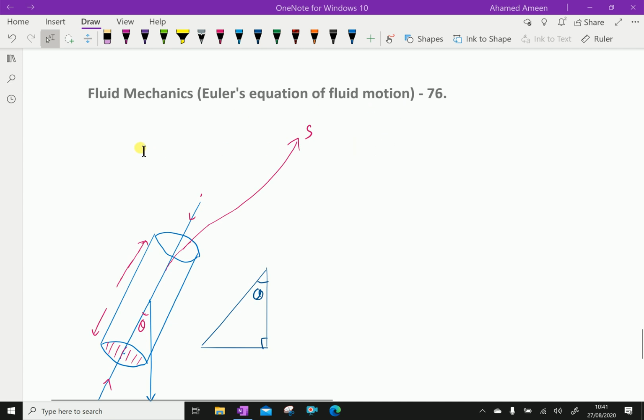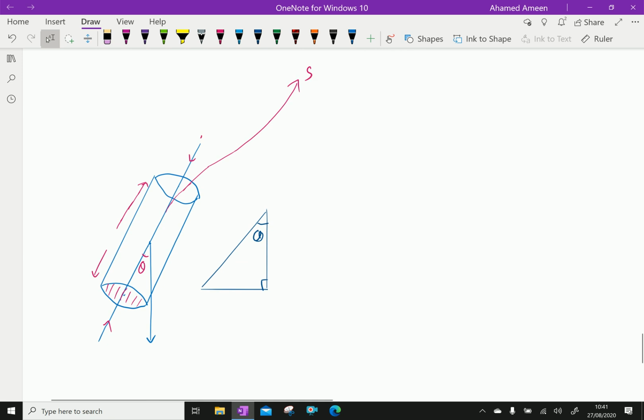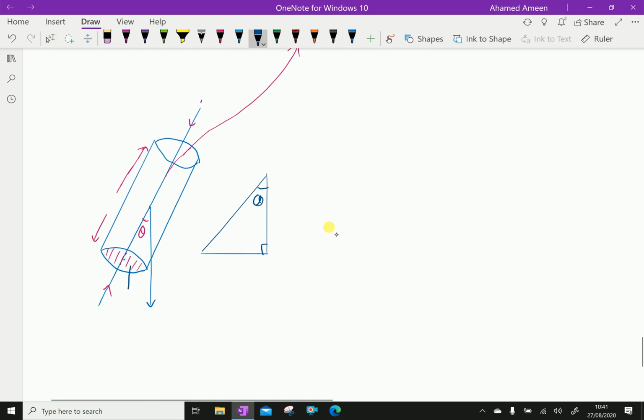In fluid mechanics, let us discuss Euler's equation of fluid motion and derive the formula for that. This is the equation of motion in which the forces due to gravity and pressure are taken into consideration. This is derived by considering the motion of a fluid element along the streamline. Here, consider a fluid element having cross-sectional area delta A and length delta ds.